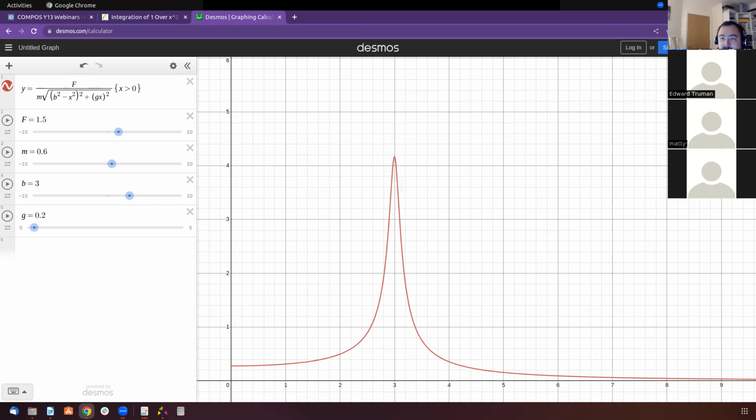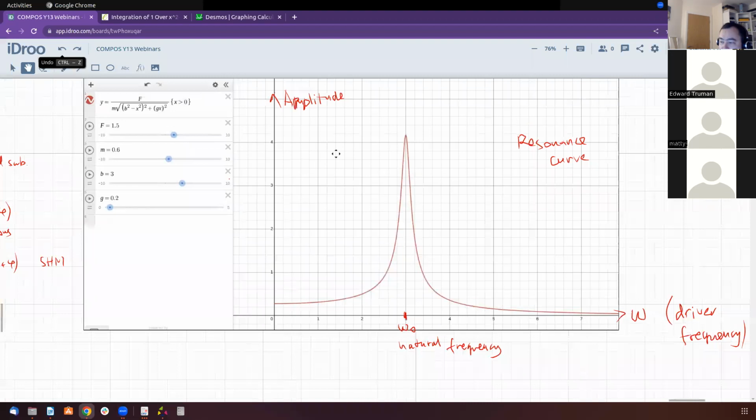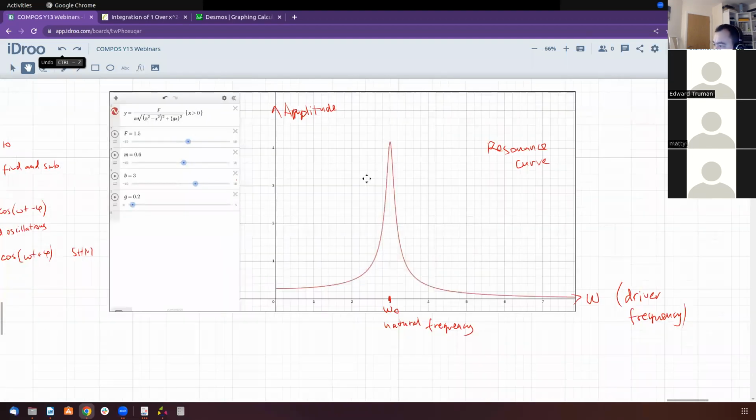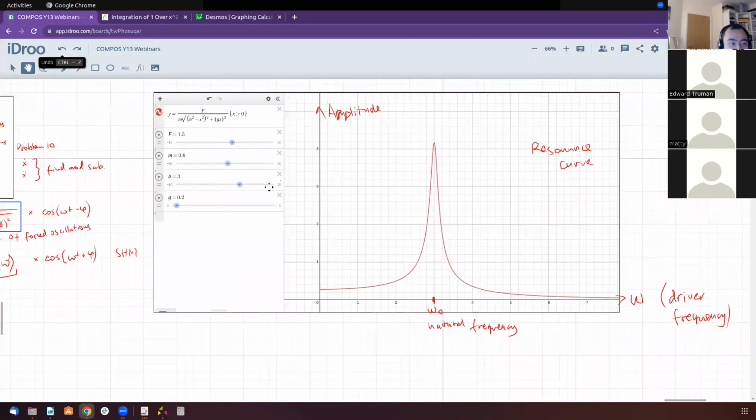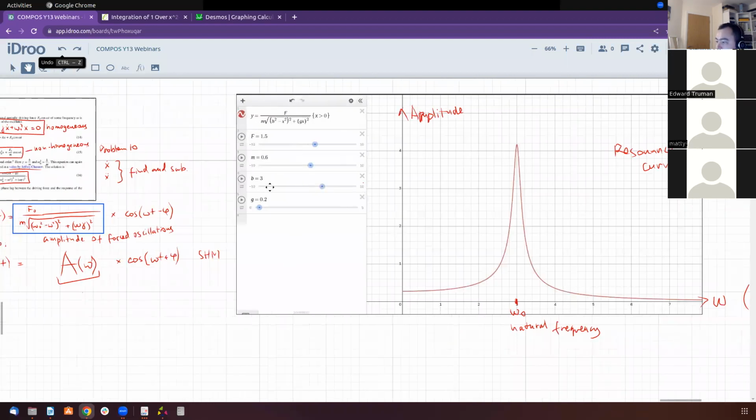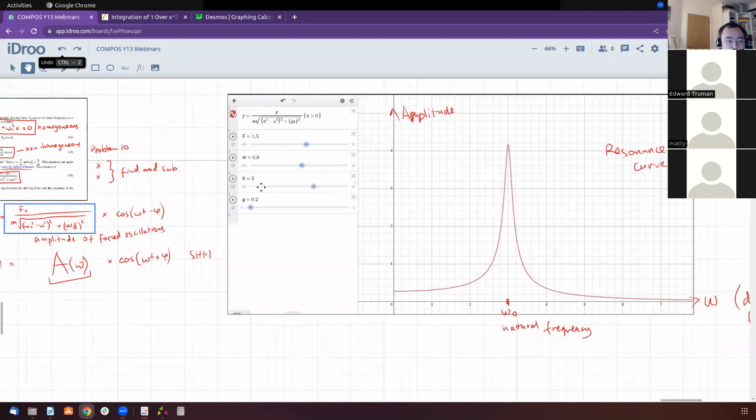If you want to play around with this curve, here you go. G, X, M. G represents the gamma, the coefficient of drag. B is the natural frequency. M is the mass. F is the amplitude of the external force.